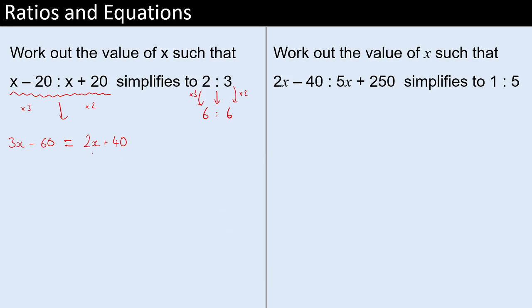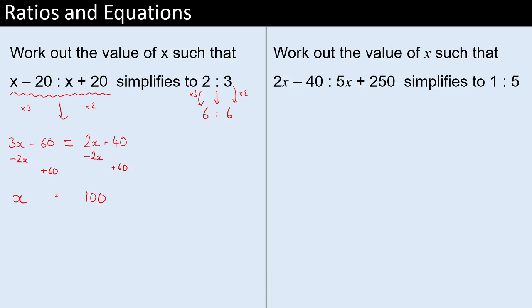Okay? We see which side has got more x's, and take off, or do the opposite, to the fewer amount of x's that there are. So I'm going to take away 2x from both sides, and then I'm going to add 60 to both sides. And what I'm going to end up with is 3x take away 2x, which is an x. Negative 60 plus 60 is 0, so it disappears. And I'm going to have 100.